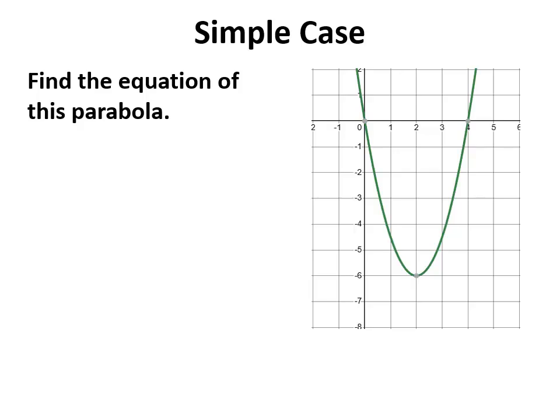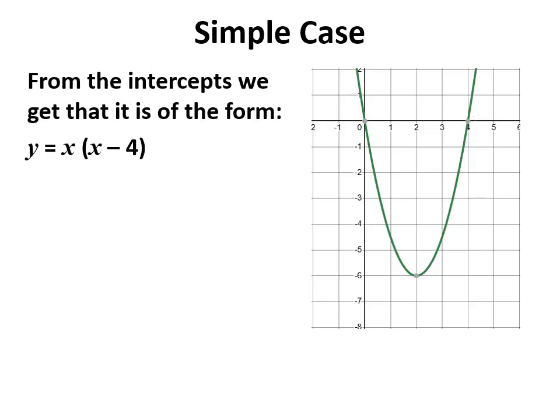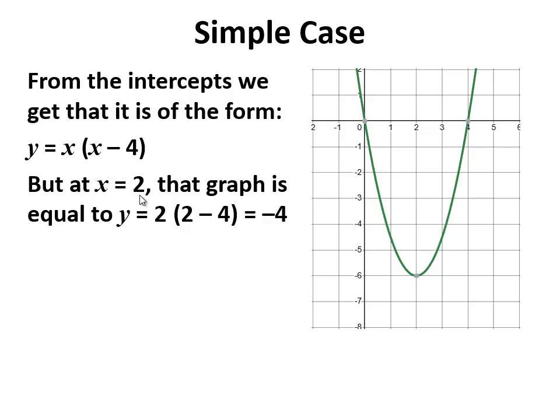Here we have a parabola. It has intercepts of 0 and 4, so its equation is of this general form: y equals x, x minus 4. That's its general form. But if we look at x equals 2, which will be the turning point because it's halfway between the two intercepts, and put the 2 into that formula, we get 2 times 2 minus 4, which gives us minus 4. So that's not what we've got. We've got 6, not minus 4.